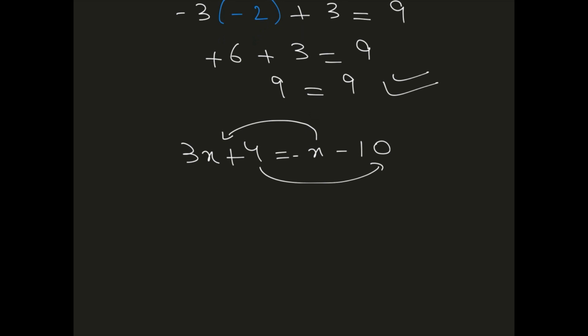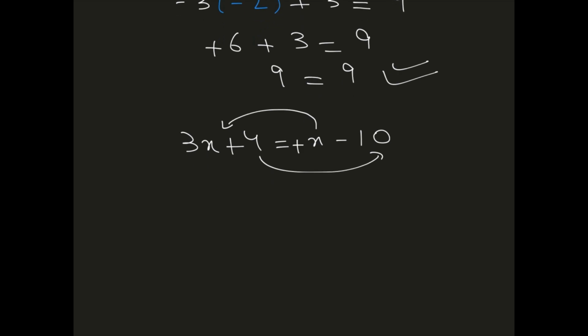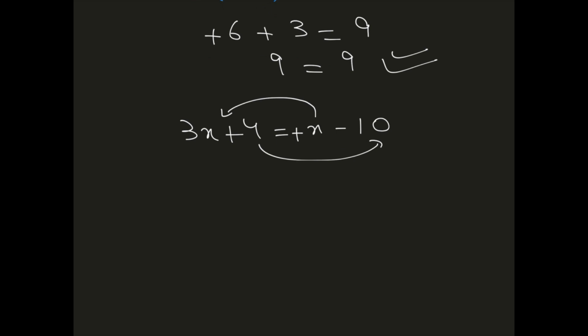So since the x is getting added over here, what I'm going to do is, I'm going to write 3x over here, and since the x was positive over here, when it comes to the other side of the equation, it will become negative. So this will be negative x, right? I'll just write it in a different color. So this will become negative x, right?